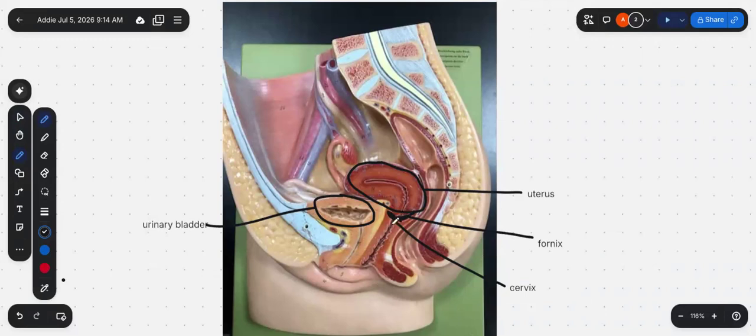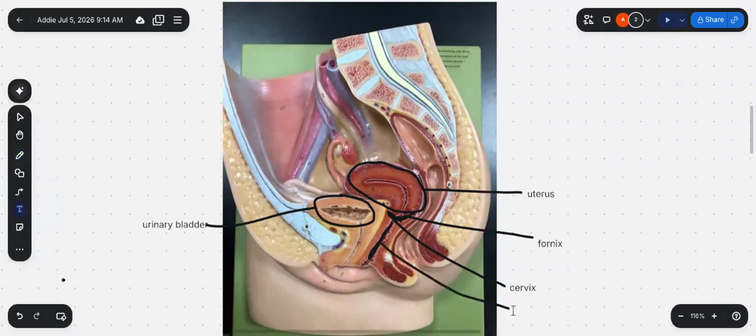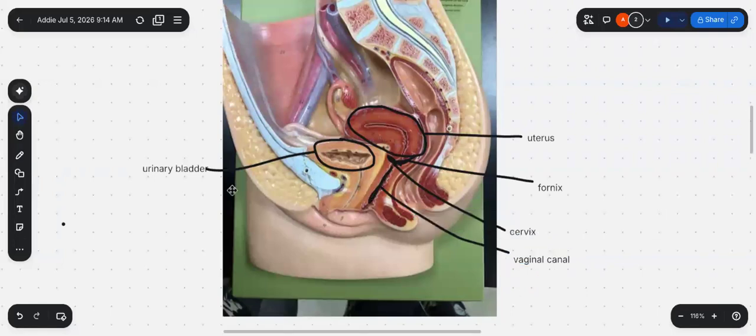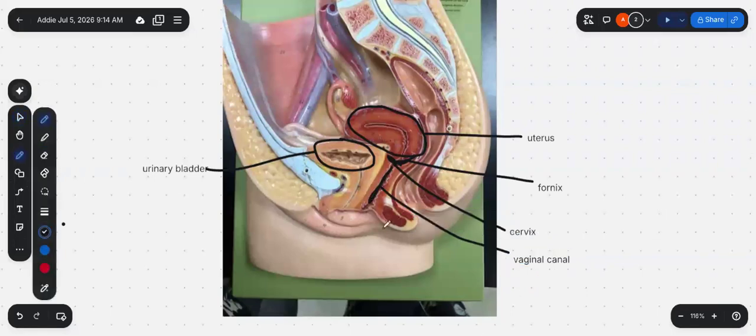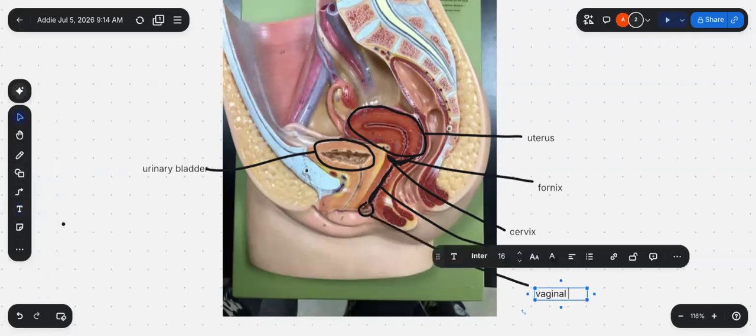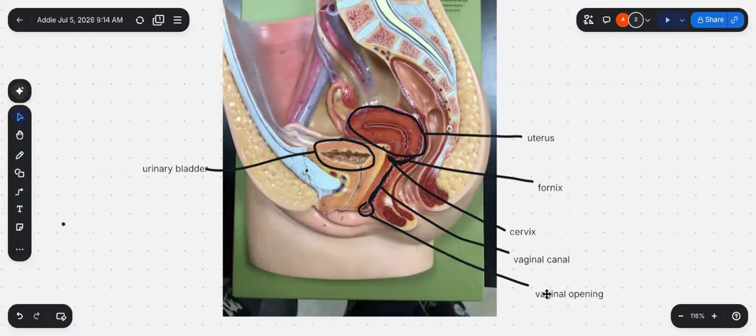Now, coming out of the uterus, you have this kind of like tube-like structure over here going down the middle. That is your vaginal canal. And then the very end of it, this circle over here, that is your vaginal opening. So when you are giving birth, that is where the baby would come through.